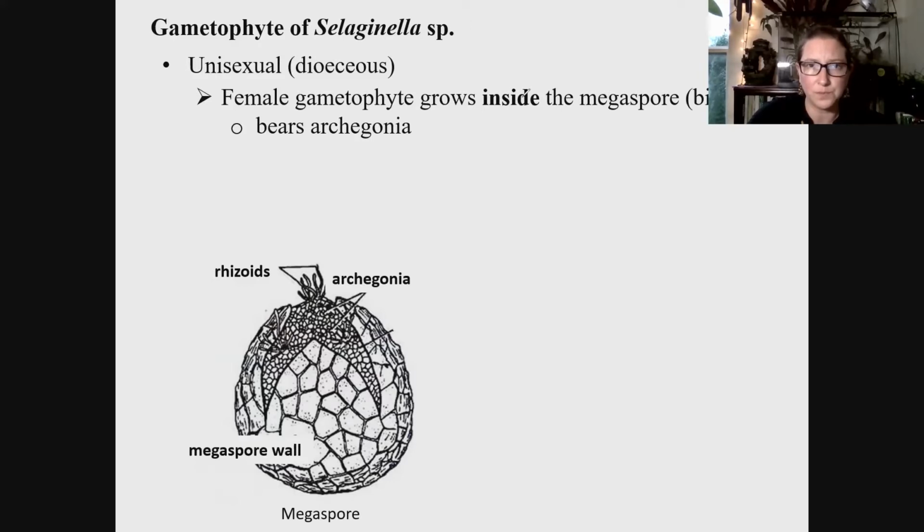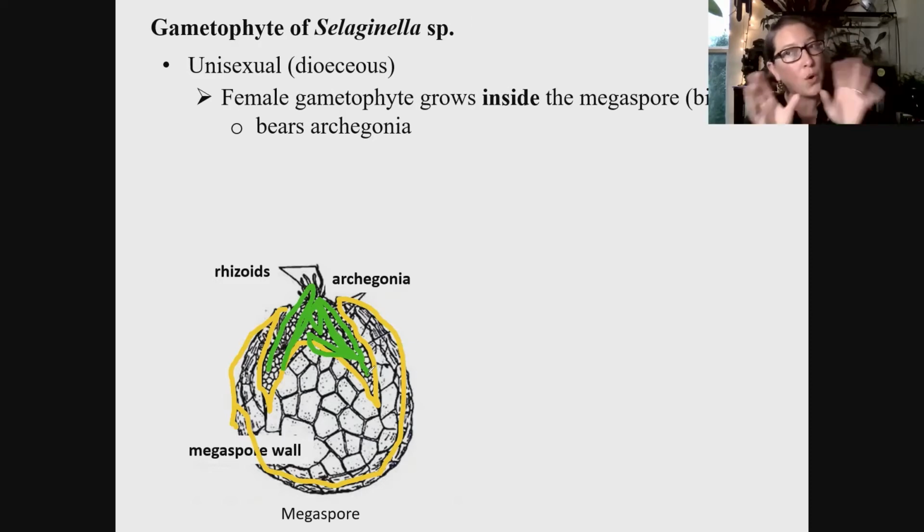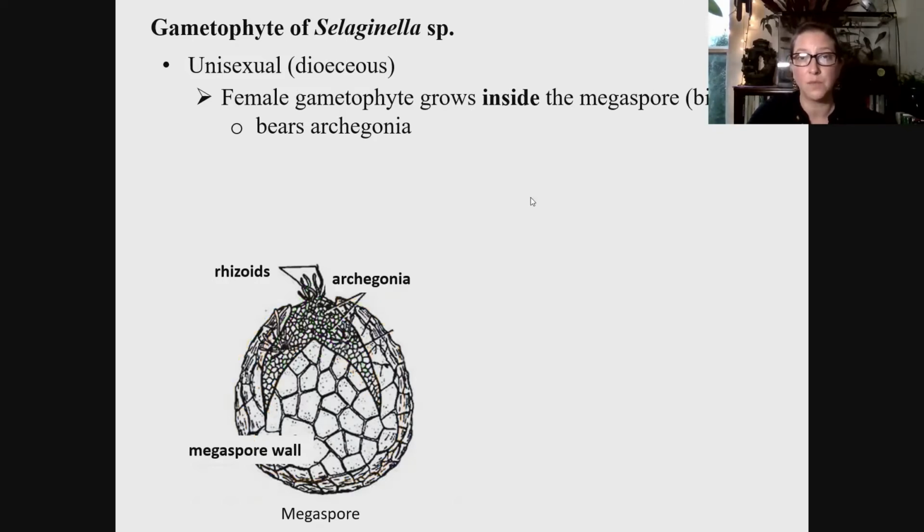Just to get you oriented here, this yellow that I'm drawing here is the megaspore wall. And then inside is this female gametophyte plant. It grows inside. Now the female gametophyte plant does poke out a tiny bit, and that's so that sperm eventually can meet her and fertilize the eggs. But she stays inside the megaspore wall.